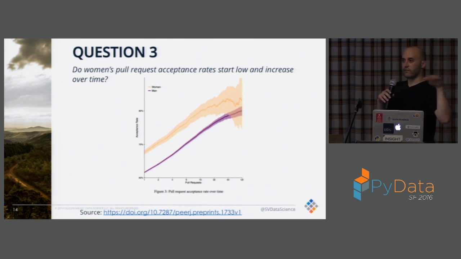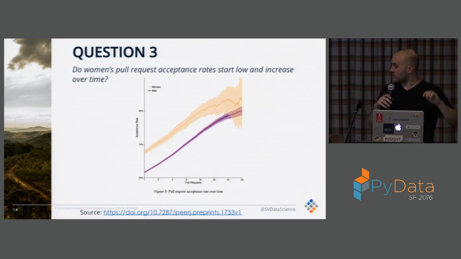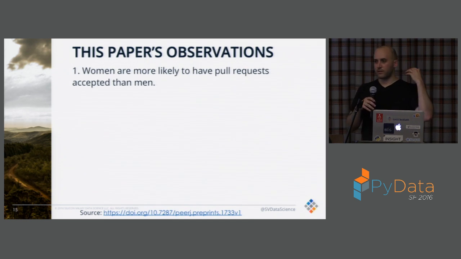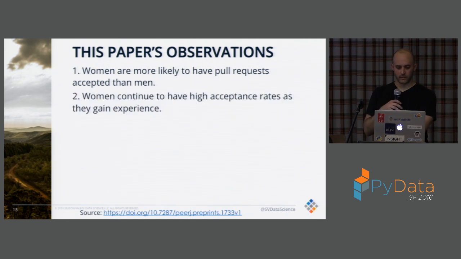So you can see that even from the very first commit, the first commit that a woman gives versus the first commit that a man gives, it tends to have a higher acceptance rate. And they go through many, many more of these. I'll just briefly show you the conclusions part. The paper reports that women are more likely to have pull requests accepted than men. They continue to have high acceptance rates as they gain experience.